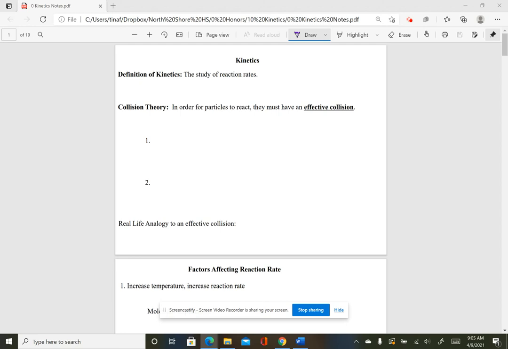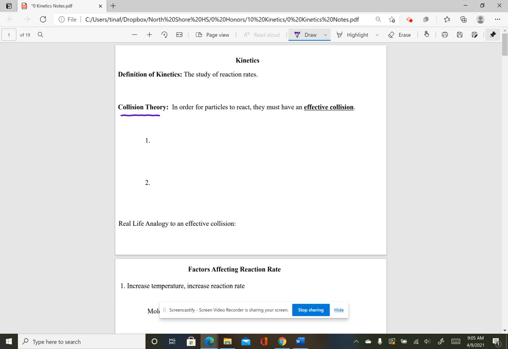Hi, guys. So, this next unit is kinetics, and kinetics is the study of reaction rates, meaning we're looking at how fast or how slow a reaction occurs. So, to help reactions go faster, we have to understand what makes particles react. And the collision theory actually explains that.